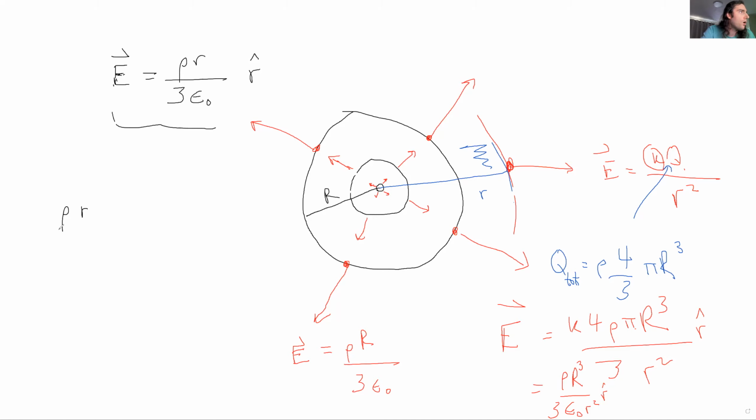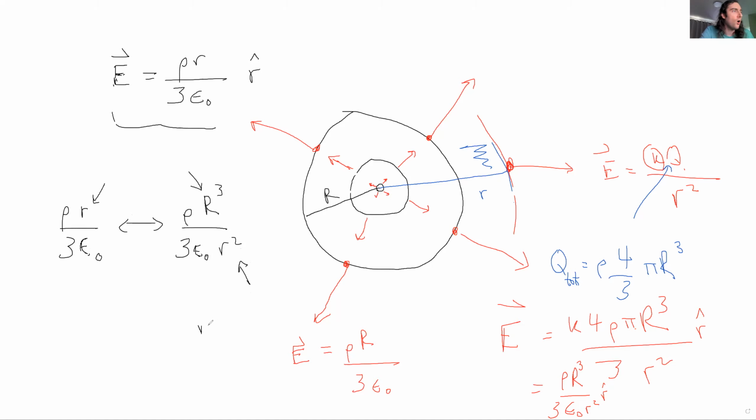We have rho R over 3 epsilon naught. And we want to compare this to rho R cubed over 3 epsilon naught R squared. You can see the units are the same, right? We have this guy up here. We have 3 powers of this guy, but 2 powers dividing. So the units are the same.